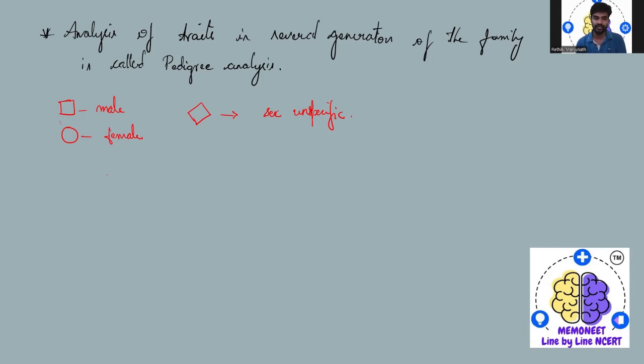Okay. And if I write the male symbol and shade inside the box, or the female symbol and shade inside it, or this unspecified symbol and again shade inside it, what does it mean? It means that the individual has been affected.